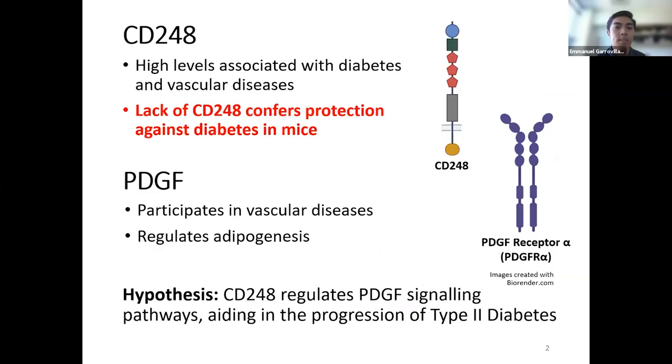Associated with diabetes is a protein called CD248, which is found at high levels during adipogenesis and various vascular diseases. Most importantly, though, a lack of CD248 has been found to protect against diabetes in mice. Interestingly, PDGF is another molecule known to participate in vascular diseases and also regulates adipogenesis. So because of this, we questioned whether CD248 regulates PDGF signaling pathways.